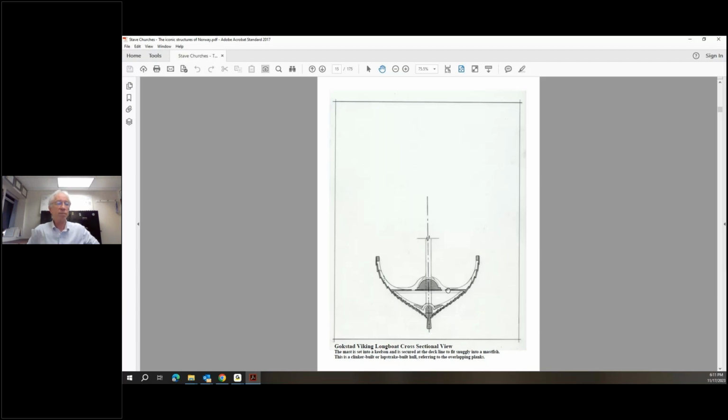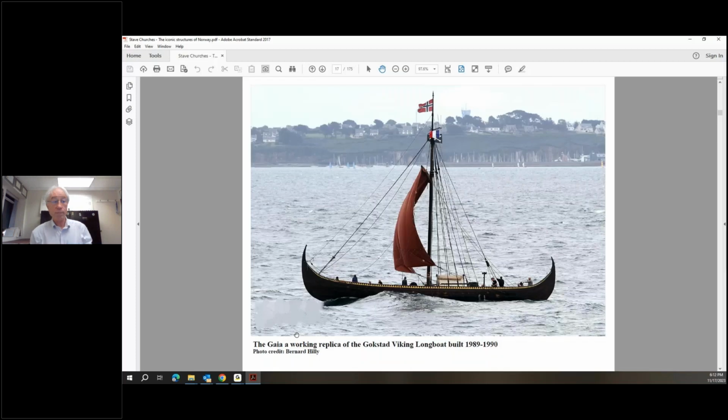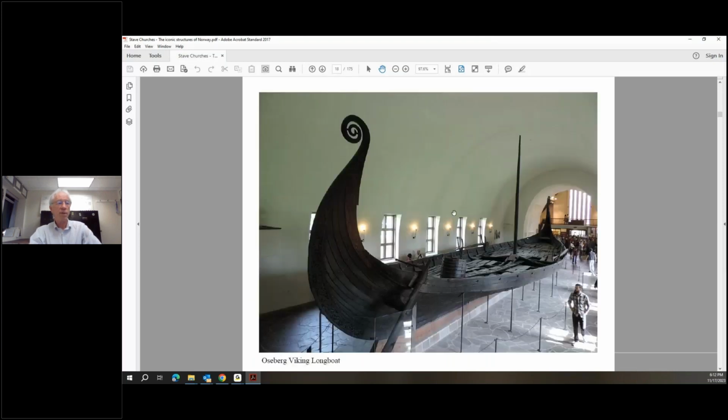And here we have a replica. This is known as the Gaia, but it's a replica based off of the Gokstad Viking longboat. So this boat was built from 1989 to 1990. But you'll also see here that the mast itself is not only secured below, but it's braced to the rest of the ship. Here's another.